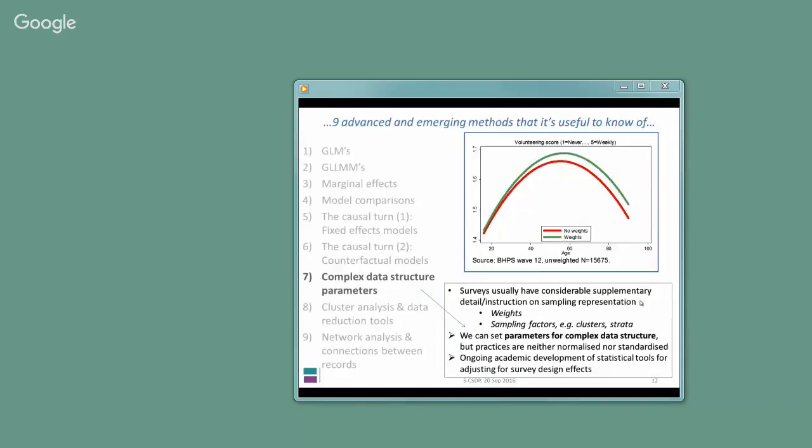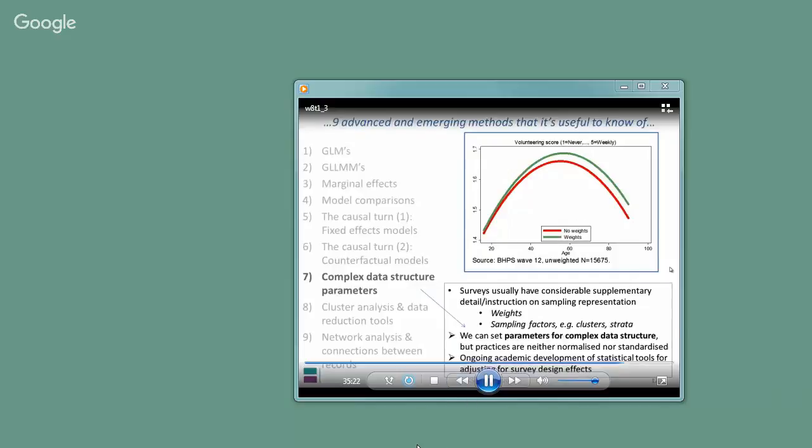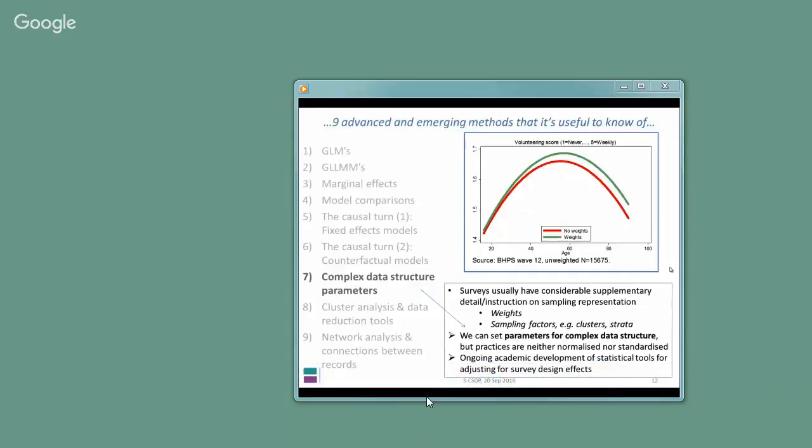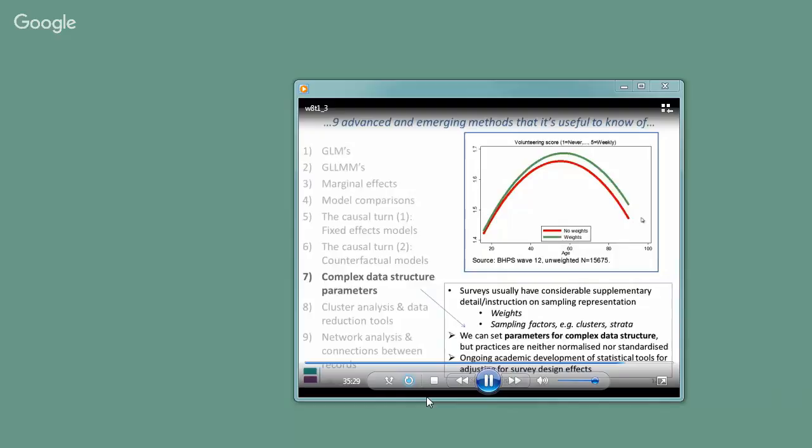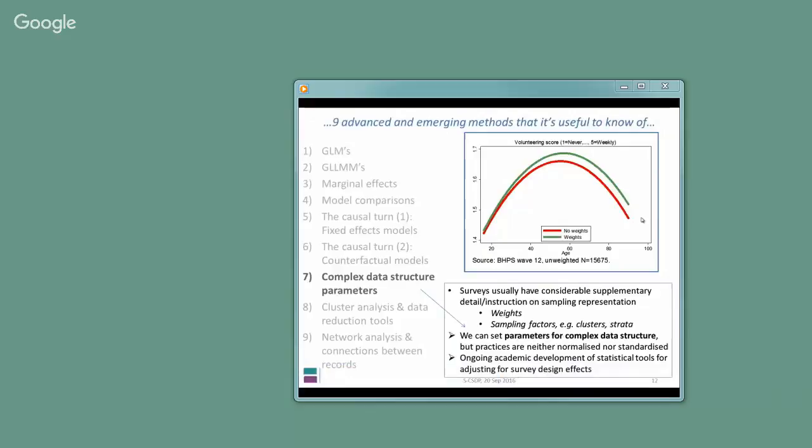Now, the thing to know about weighting and clustering and strata controls is that what people do is not very consistent at all. I've said that it's neither normalized nor standardized, in the sense that different people have different habits of using weights in different scenarios, and there isn't really a single authoritative reference that tells people this is the one and only best way to take account of complex sampling design. There's ongoing academic and statistical development of tools and approaches to taking account of complex data structures. Unfortunately, it's not a simple or straightforward thing to do, but it's a point to be aware of in endeavoring to engage with advanced and emerging methods of analysis.